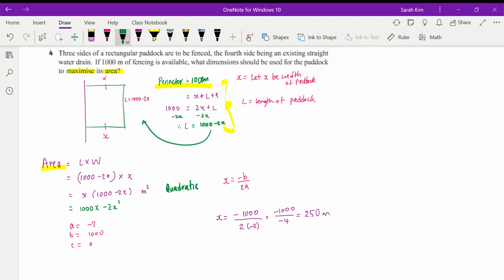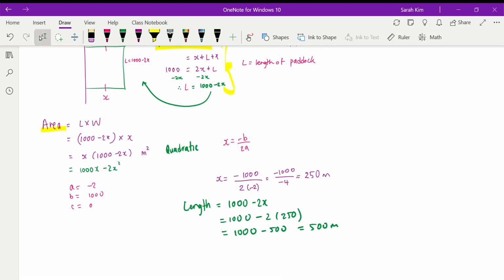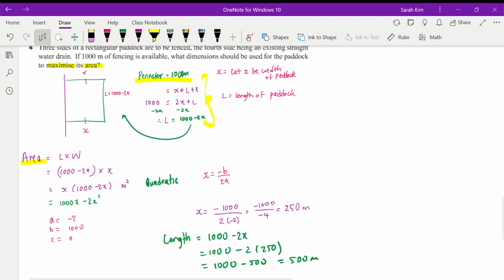Now all I have to do is find my length. Well, good thing I know what it is in terms of x: 1,000 take 2 times 250. That's 1,000 take 500, which is 500 meters. So this maximizes my area, and I've just got to write a sentence about it. The easiest way is to rewrite the last sentence. It says which dimensions should be used for the paddock to maximize its area. So I'll just rearrange that sentence.